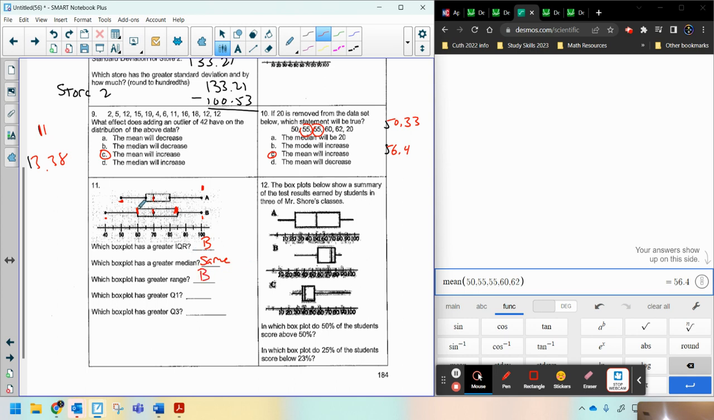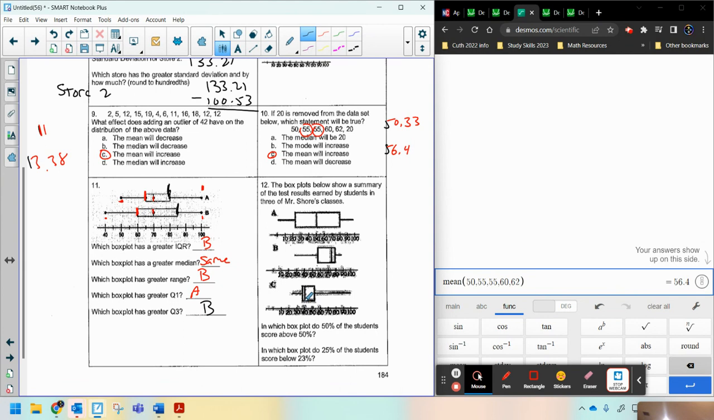The greater Q1, this is Q1 right here, that's going to be A. And the greater Q3 is the last box before it goes out to a whisker. This is Q3 here. This is Q3 here. Which is greater? That's going to be B.